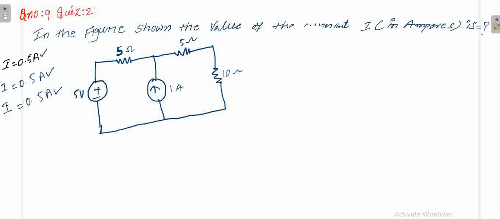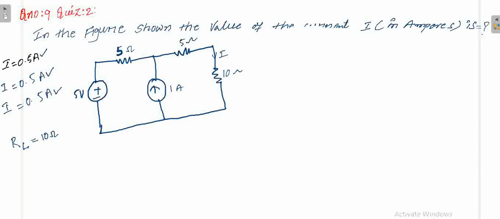You have to name this load where you want to find. I want to find the response across this branch. So through this 10 ohms I want to find the current I. First of all we need to name that resistor with RL. So we have named that resistor RL, that is your RL equal to 10 ohms.